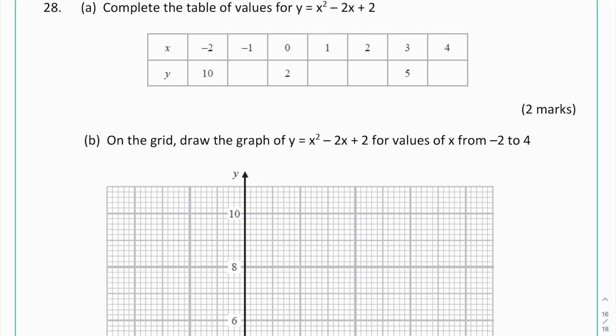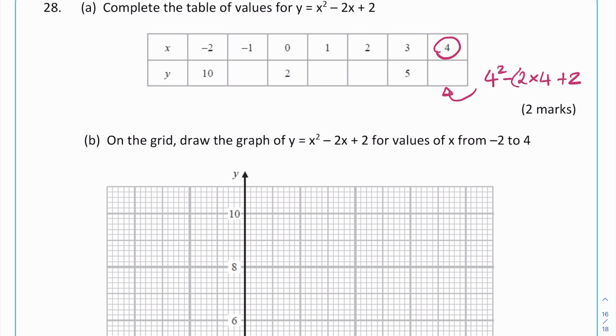So this says complete the table of values for y equals x squared minus 2x plus 2. And of course, as we mentioned earlier with a question similar to this, you can use the table method. Now if you don't have the table method, then you're going to have to type each one individually. So this is going to be, and we're using the x number here of 4, I would have 4 squared, take away 2 times 4, and then add 2.